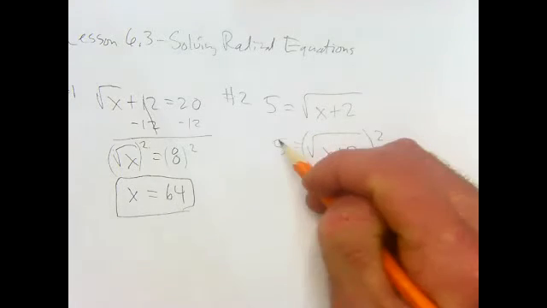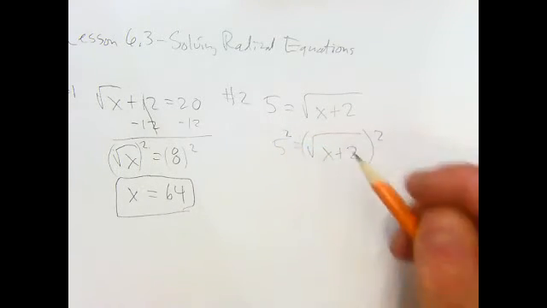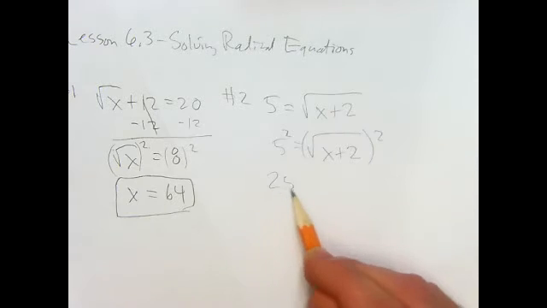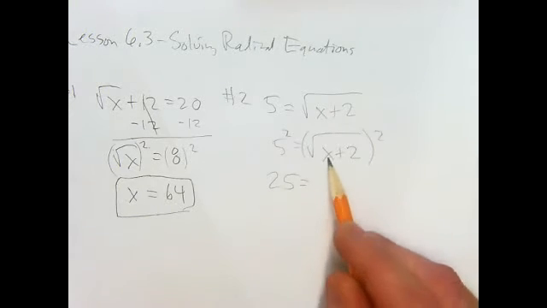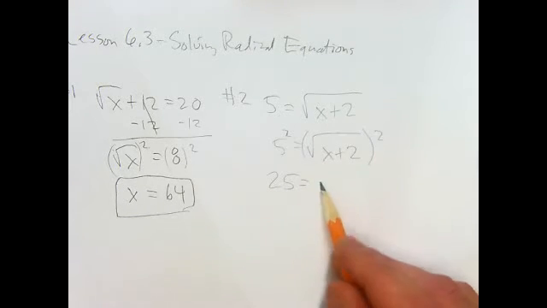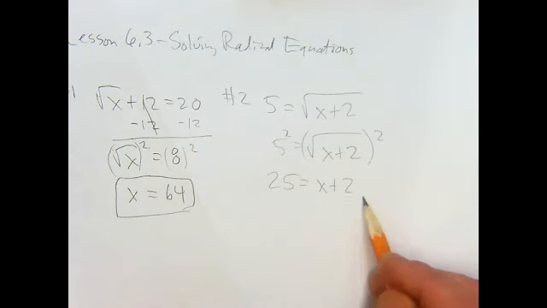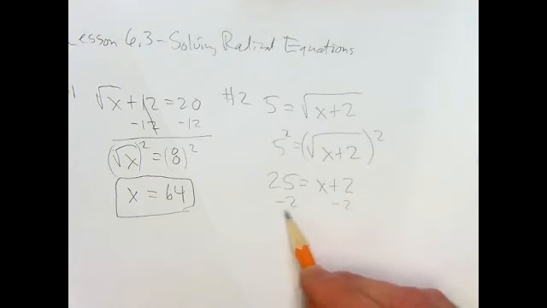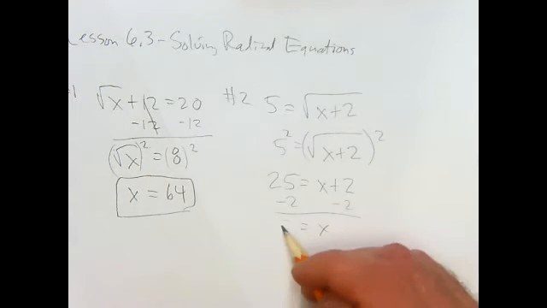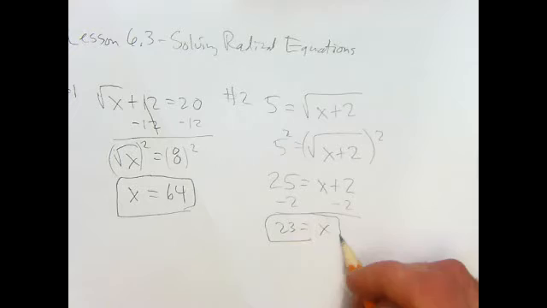So I'm going to square this side and square this side. So 25. And then this square root and the square will cancel out. Now I can minus 2 on each side. Okay, so x equals 23.